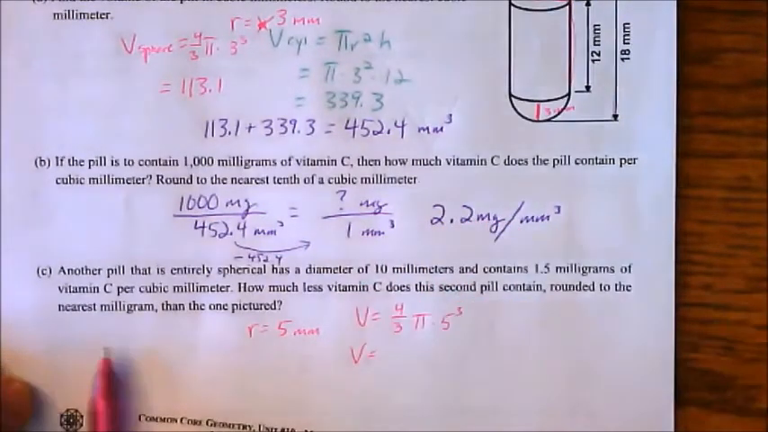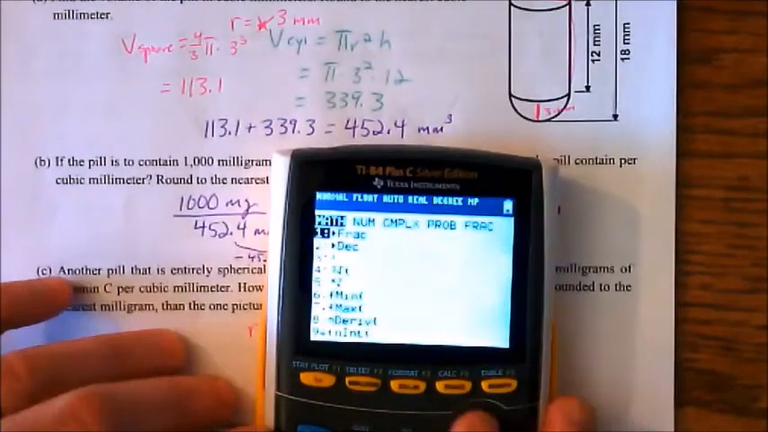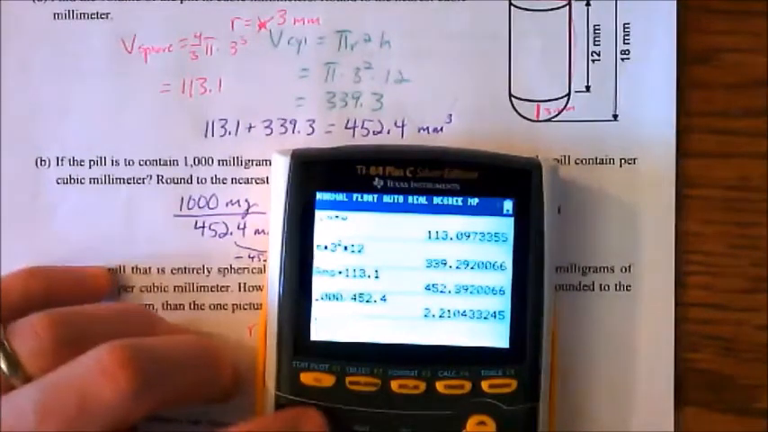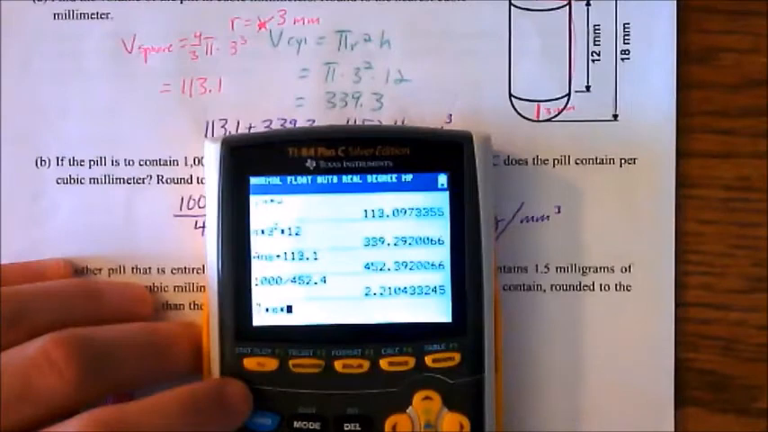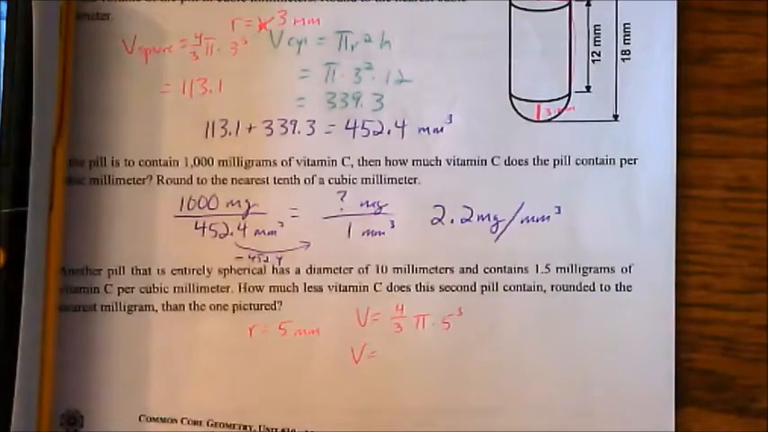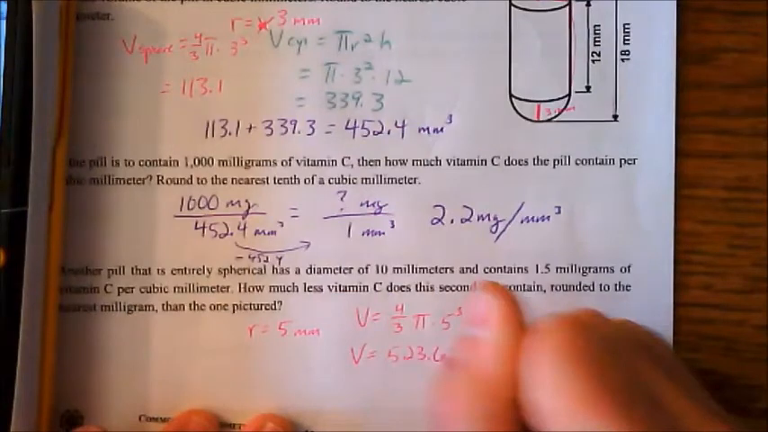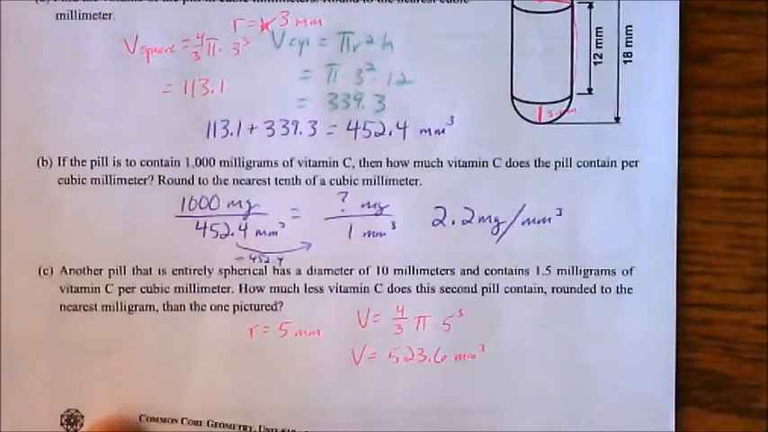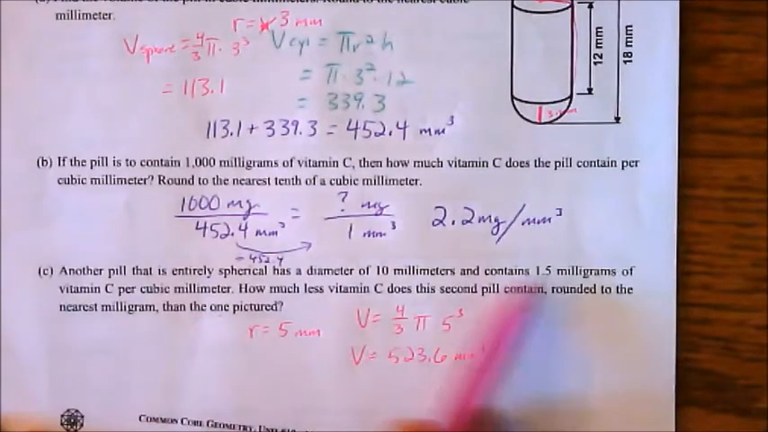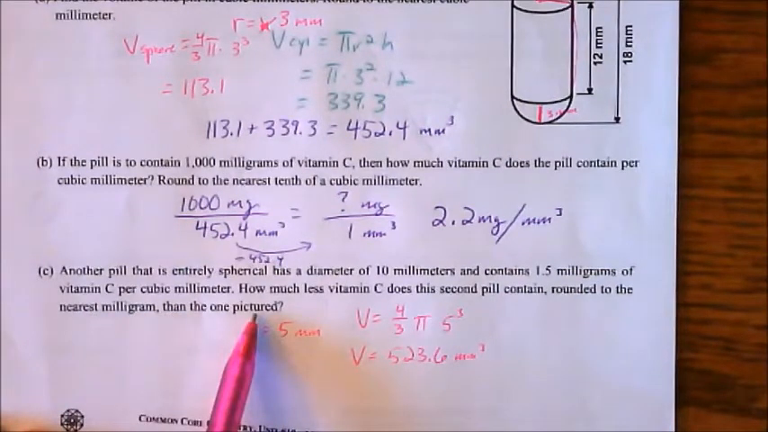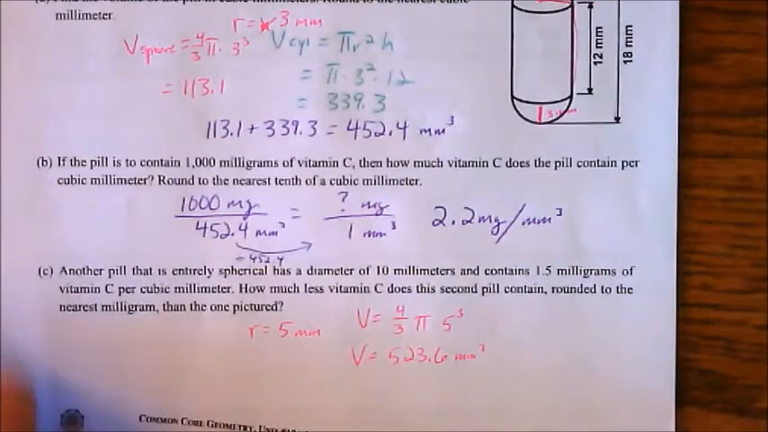So right now that's 1,000 milligrams in 452.4 cubic millimeters. We want to figure out how many milligrams in 1 cubic millimeter. So we could cross multiply. I'm actually just going to divide 1,000 by 452.4, we get about 2 point, now it says round to the nearest tenth, so 2.2 milligrams per cubic millimeter.